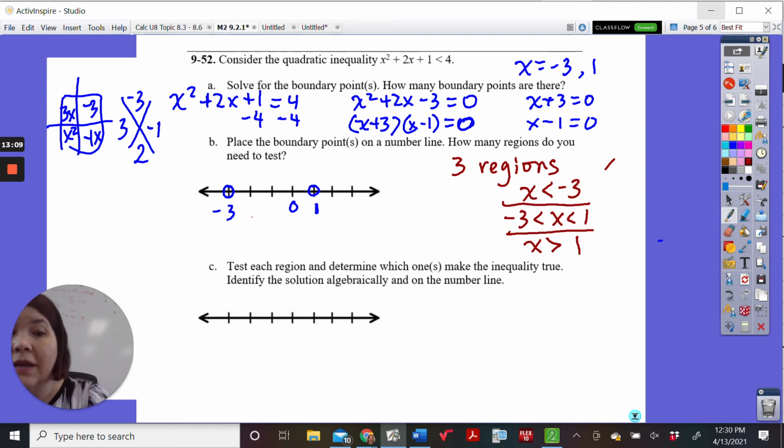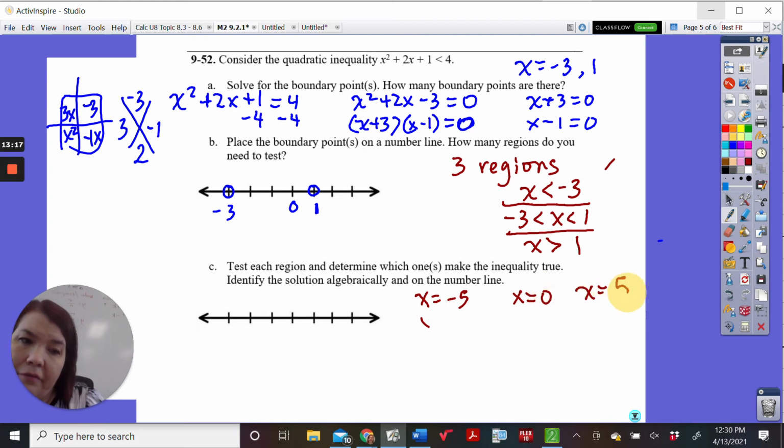So what I'm going to do to test is pick a number in each region. So I'll pick x equals negative 5, x equals 0, and x equals 5. Those numbers are in each region. So I test by checking them in this equation. So we're going to go back to that original. I'm going to go ahead and start with 0.